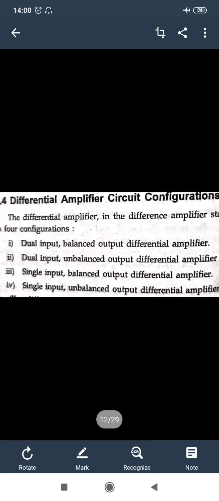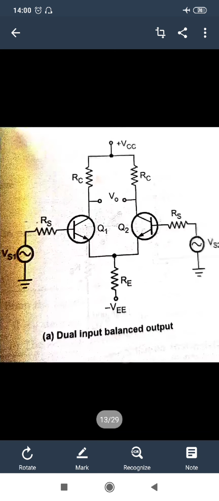So in this case, when we calculate the output, that is 10 minus 10 equal to 0, meaning the output is nearly equal to 0 when we take the common mode operation. Differential amplifiers are configured in 4 modes basically: dual input balanced output, dual input unbalanced output, single input balanced output, and single input unbalanced output.